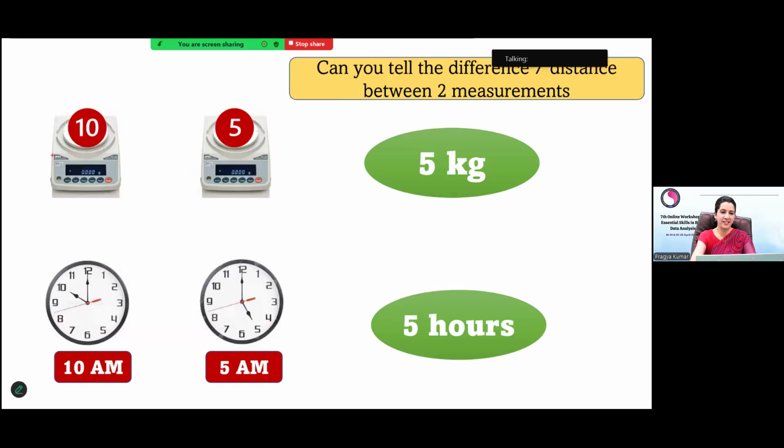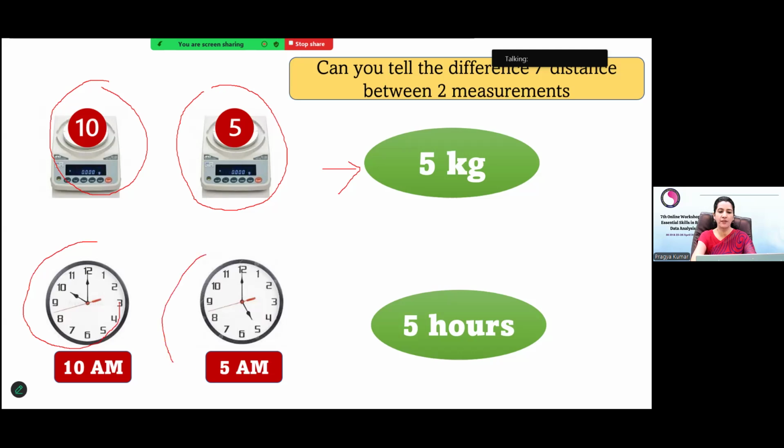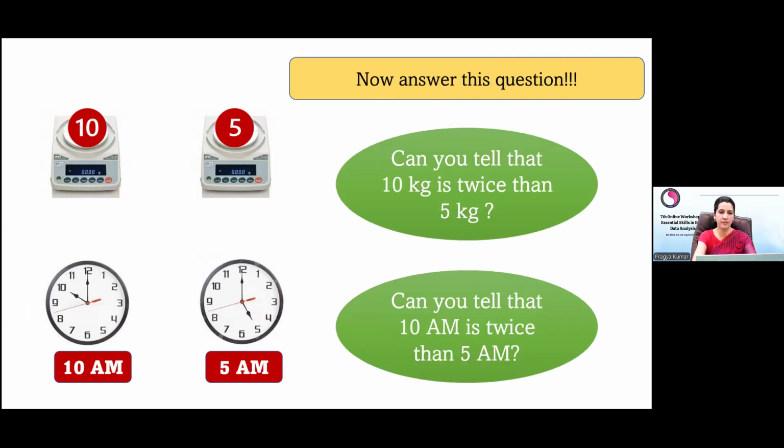These are two, you can see, this is showing 10 kg and this is showing 5 kg, right? If I ask you the difference between these two, I can say the difference is 5 kg. Again, if this clock is showing 10 a.m. and this clock is showing 5 a.m., I can say the difference between these two times is 5 hours. Okay, now coming to next.